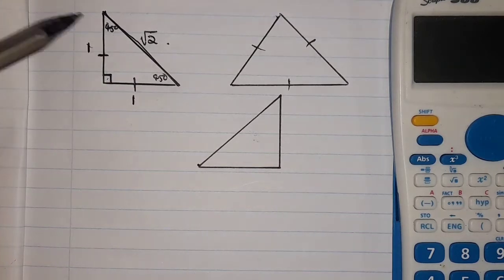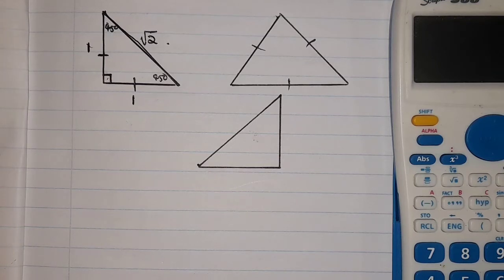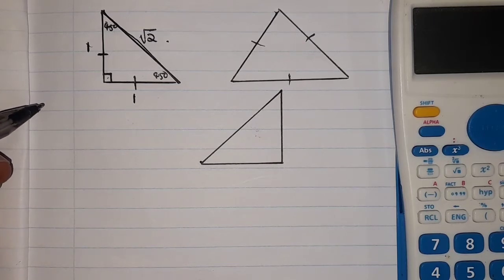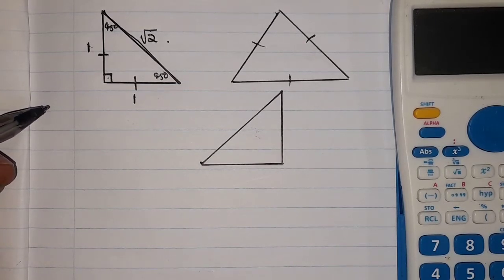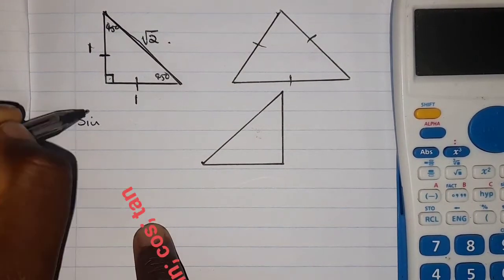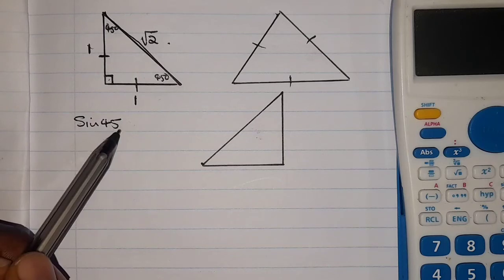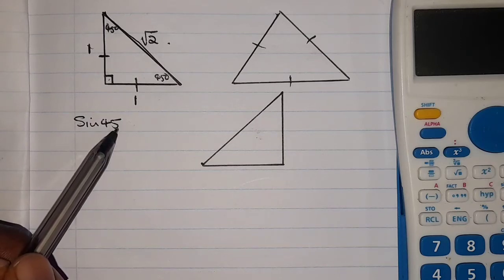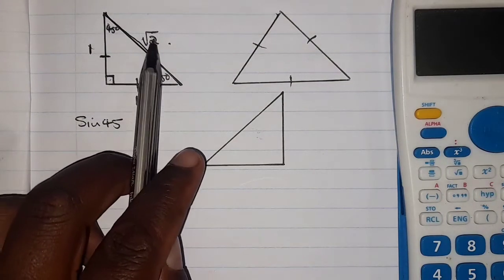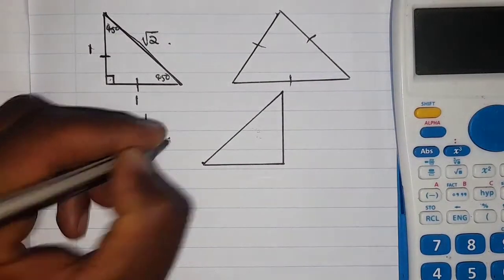Now, from my special triangle, I want to consider 45 degrees. Our trig ratios, we've got 3 of them that we want to make use of. Remember, there are 6, but we are looking at 3 only here. The first one, sine 45. Remember sine is opposite over hypotenuse, so sine 45 is opposite side divided by the hypotenuse, so this is equal to 1 over root 2.